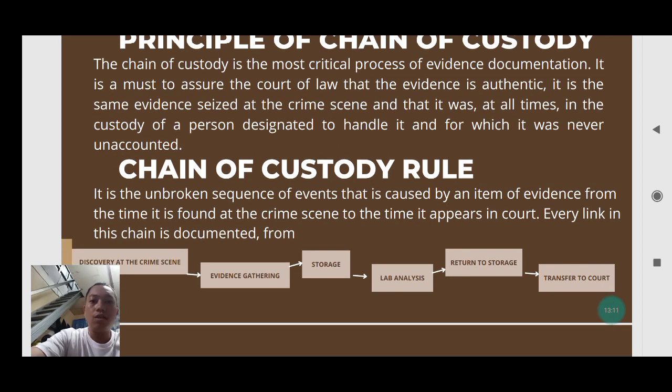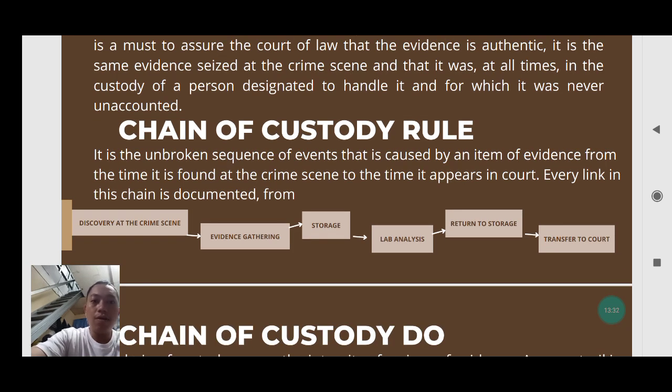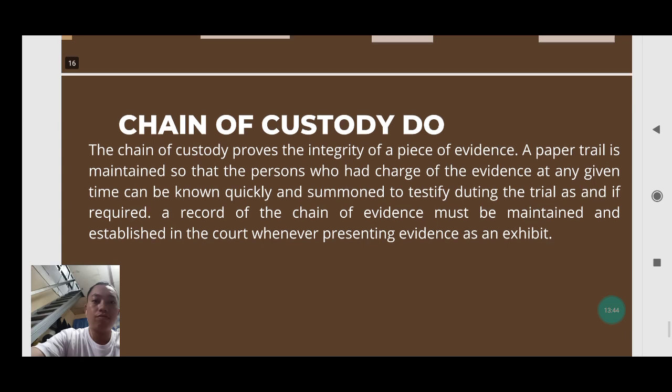Chain of custody rule. It is an unbroken sequence of events that accounts for the evidence from the time it is found at the crime scene to the time it appears in court. Every link in this chain is documented: from discovery at the crime scene, evidence gathering, storage, lab analysis, return to storage, transfer to court.